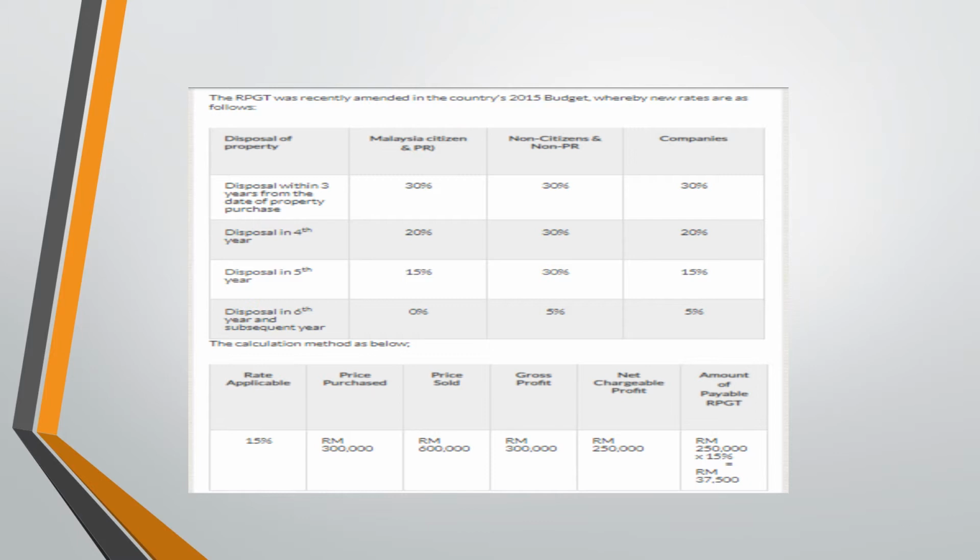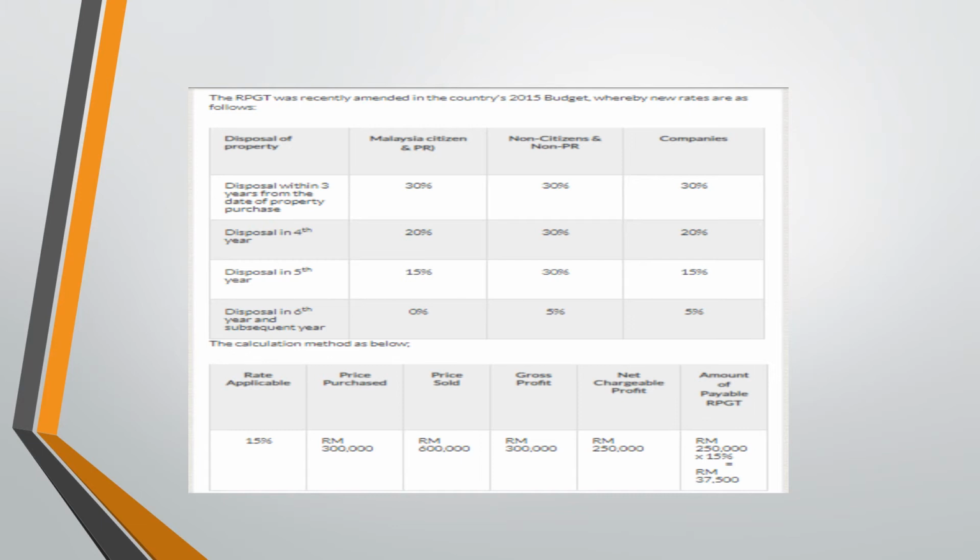Next, disposal in the 5th year. Malaysian citizen is 15%, non-citizen still remains the same at 30%, and companies is 15%. But as you can see, for disposal in the 6th year and subsequent years, Malaysian citizen decreases to 0%, and non-citizen still has to pay 5%, same as companies.